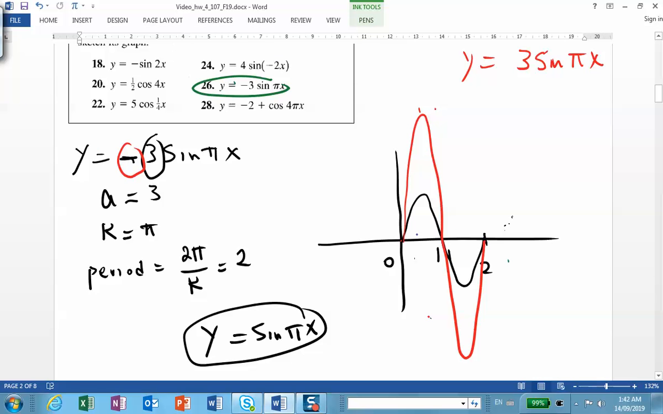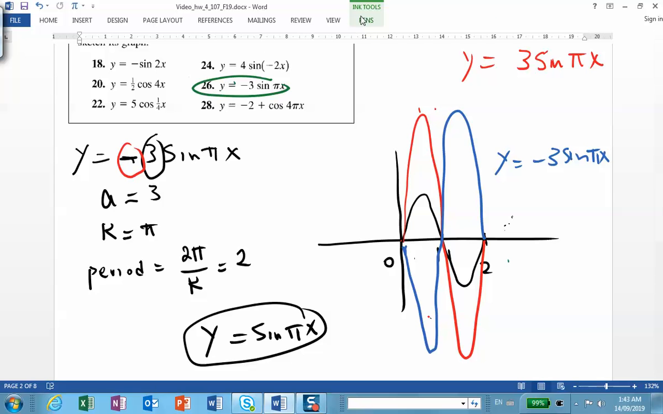So here's the blue one. It's going to be exactly like that red one above it, except that it's flipped, mirrored. Okay, so the final answer for our problem, minus 3 sine of pi x, is this blue curve. However, I'm going to clean it up. I'm not going to leave it like this.